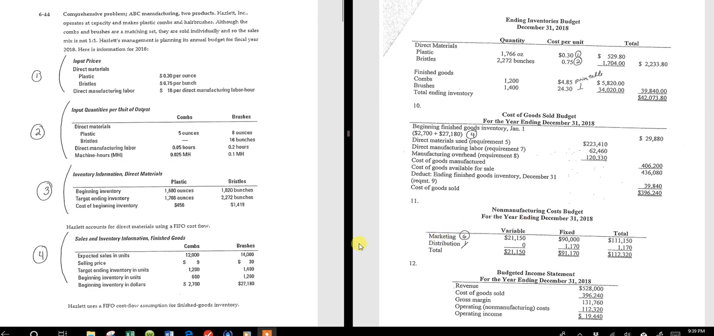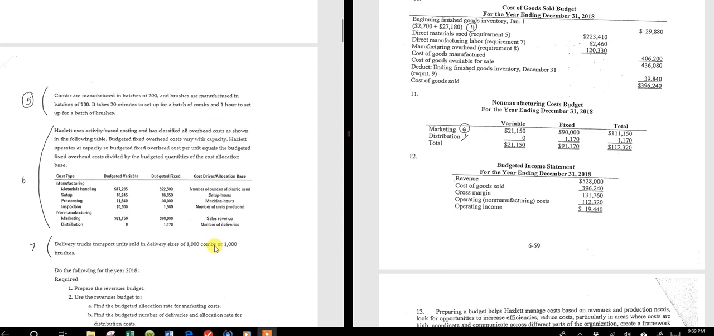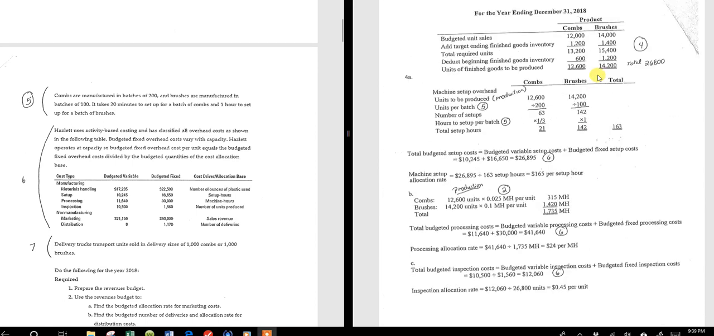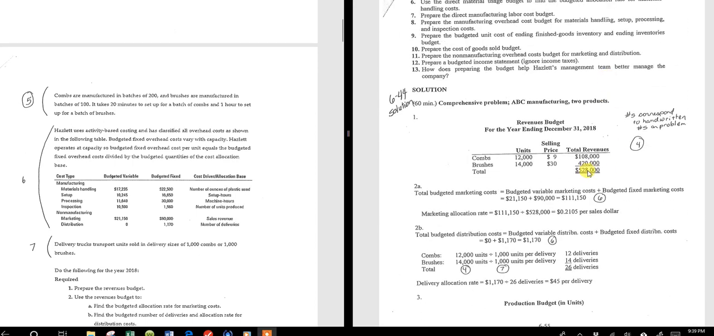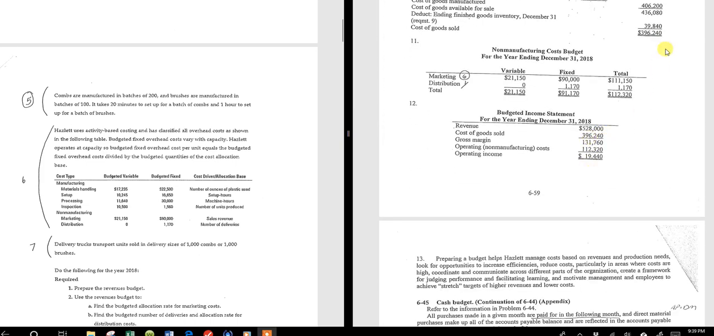Then we use our marketing and distribution costs. Again, just like we did for the other ones, we just pull them over, 21 and 90, and 1170 for distribution, so that's just coming straight from there. So my income statement is revenue. If you scroll up, you'll get your revenue budget. Hopefully you've written these down. 528. Cost of goods sold from your cost of goods sold budget. Operating non-manufacturing costs right there gives you your operating income.